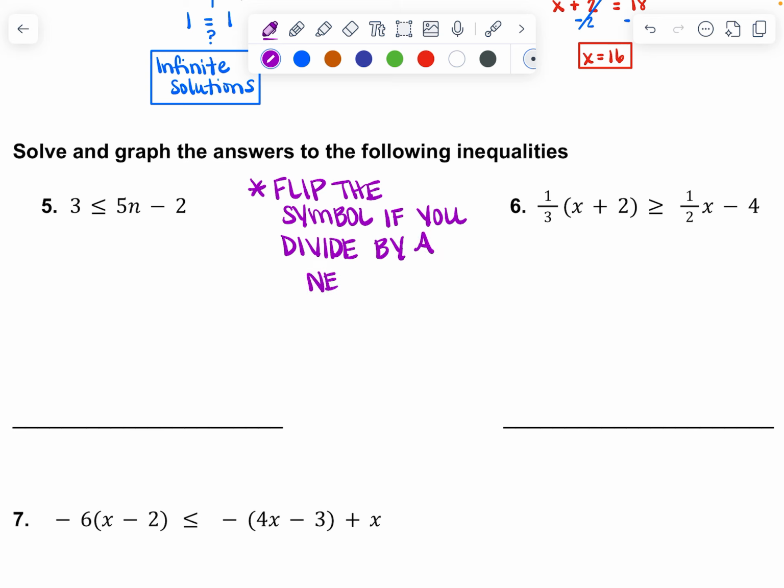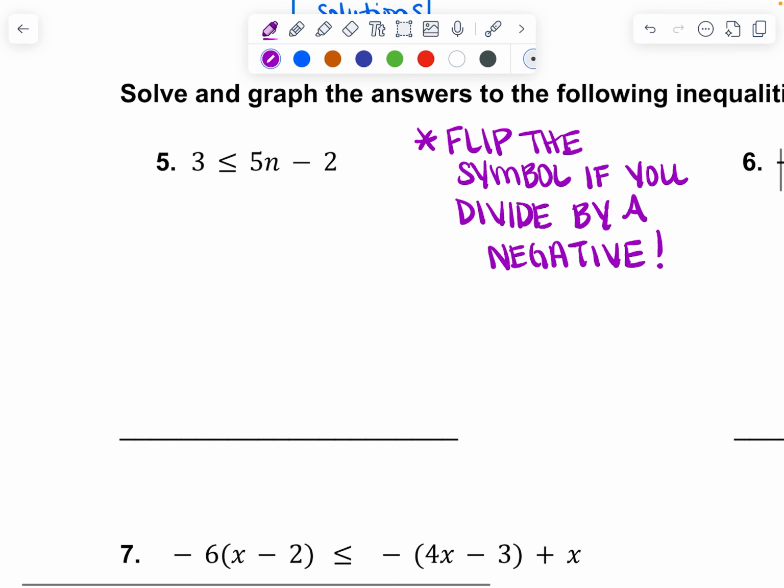And that's usually going to be in the very last step of your solving process. When we divide, it's usually the very last thing. So if you happen to be dividing by a negative number, then you have to make sure that you keep the truth value the same by flipping the inequality symbol the other way. We did a whole little experiment about that in class in our notes, if you remember. All right, so here we go.